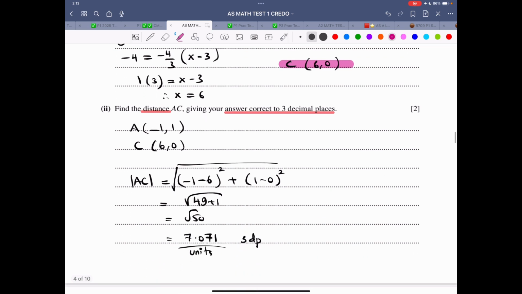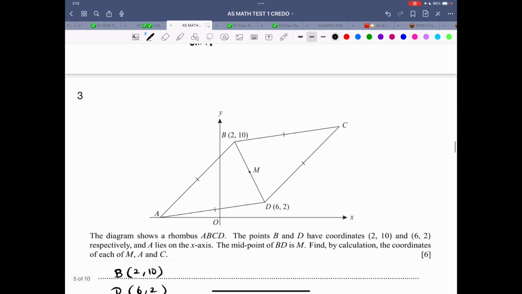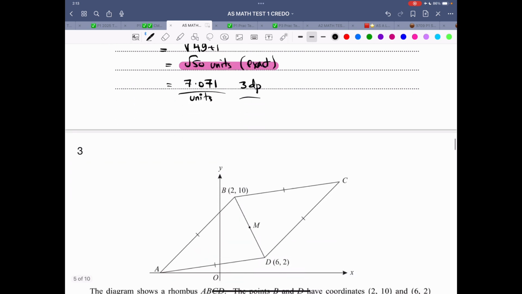Find the distance AC. So we have C over here, 6, 0. We already have A over here. We apply the distance formula. If they were asking for the answer in exact form, I would have left this thing as it is. So this would have been the exact form. But since they have specifically talked about decimal places, I have rounded it off. I think that is the basic thing, very simple.